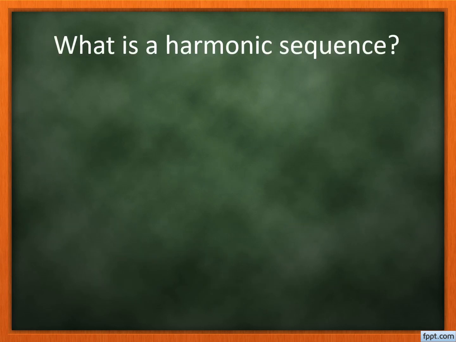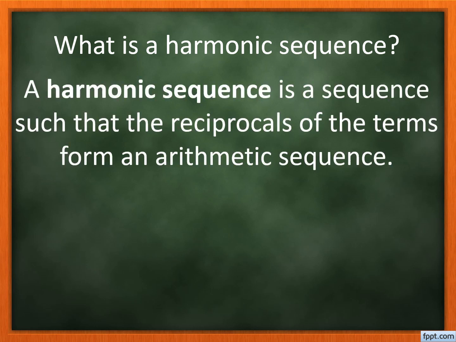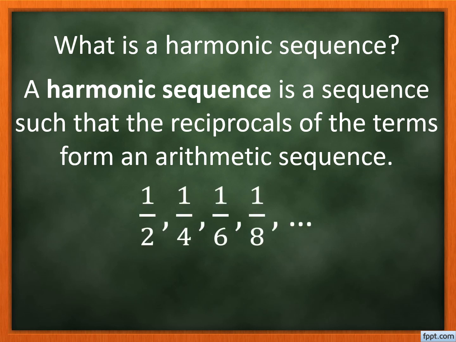Let us define. What is a harmonic sequence? A harmonic sequence is a sequence such that the reciprocals of the terms form an arithmetic sequence. For example, we have 1/2, 1/4, 1 over 6, 1 over 8. If we take the reciprocals of the terms of this harmonic sequence, then the sequence becomes 2, 4, 6, 8, which is an arithmetic sequence. What do you think is the next term?